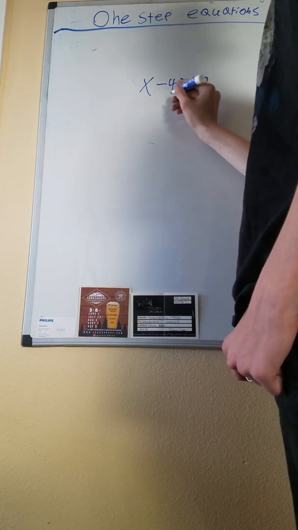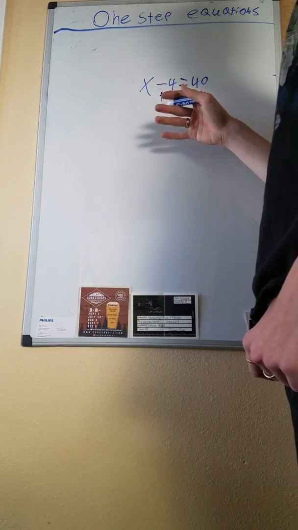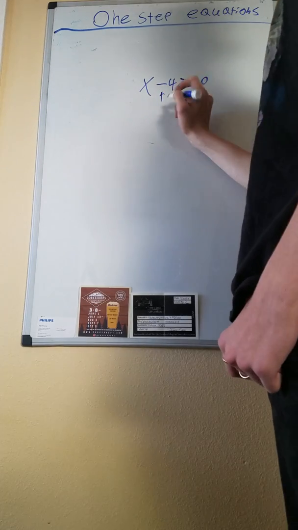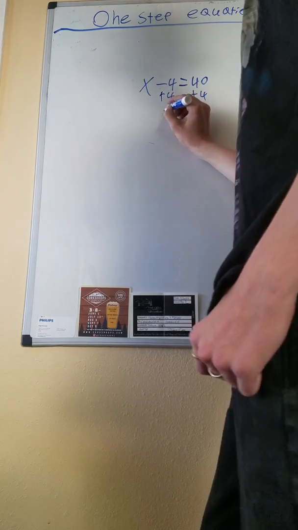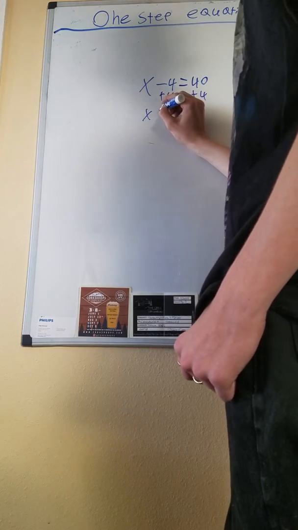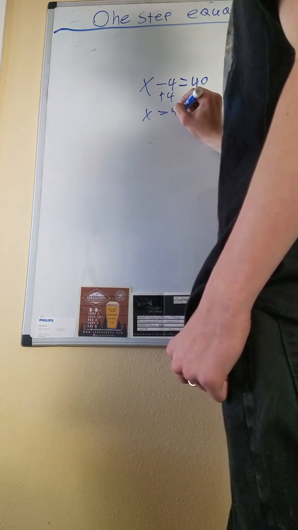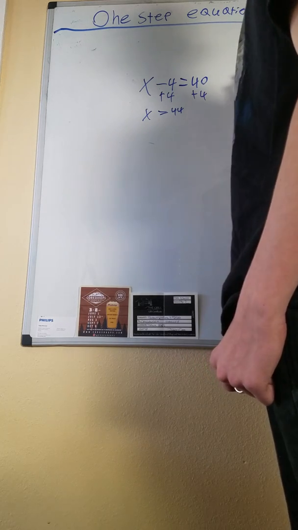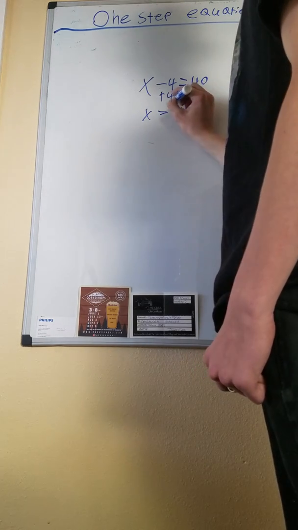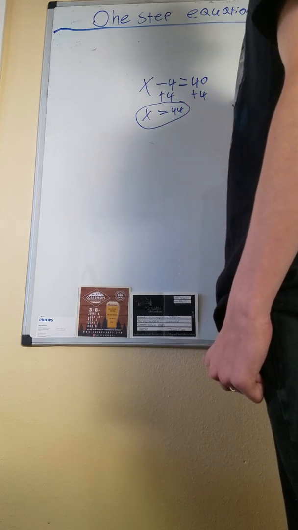So first, you need to add 4 to both sides because you need it to be balanced, or otherwise you're not going to get the correct answer. So then you go down. Now you have x equals 44. Yeah, this is pretty simple. x equals 44.